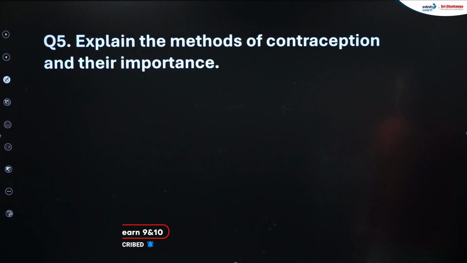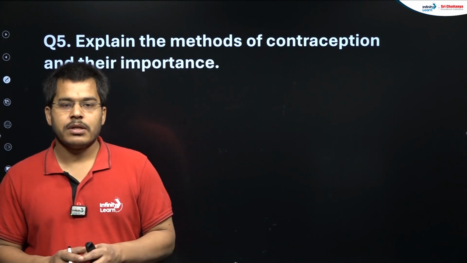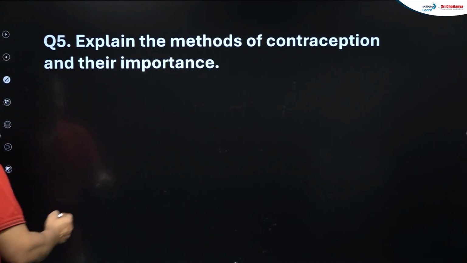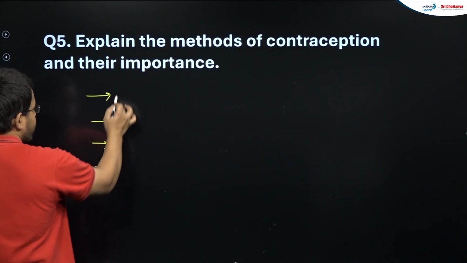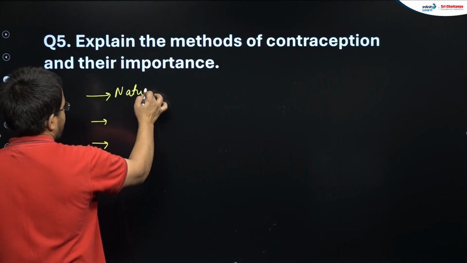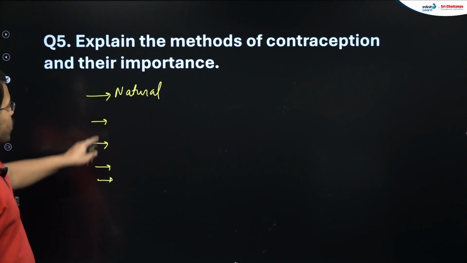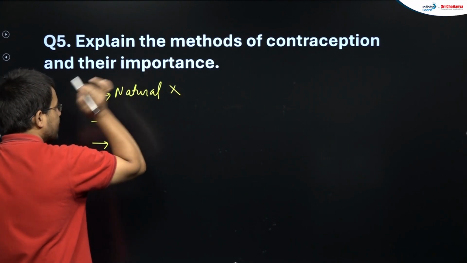Then students, last question: explain the methods of contraception and their importance. So contraception methods, students, are also very important and they come regularly in the exams in one form or another. So students, we have 5 different methods. One is natural methods. They are based on behavioral things. They are not important because they are not in the syllabus also. So let's forget this.